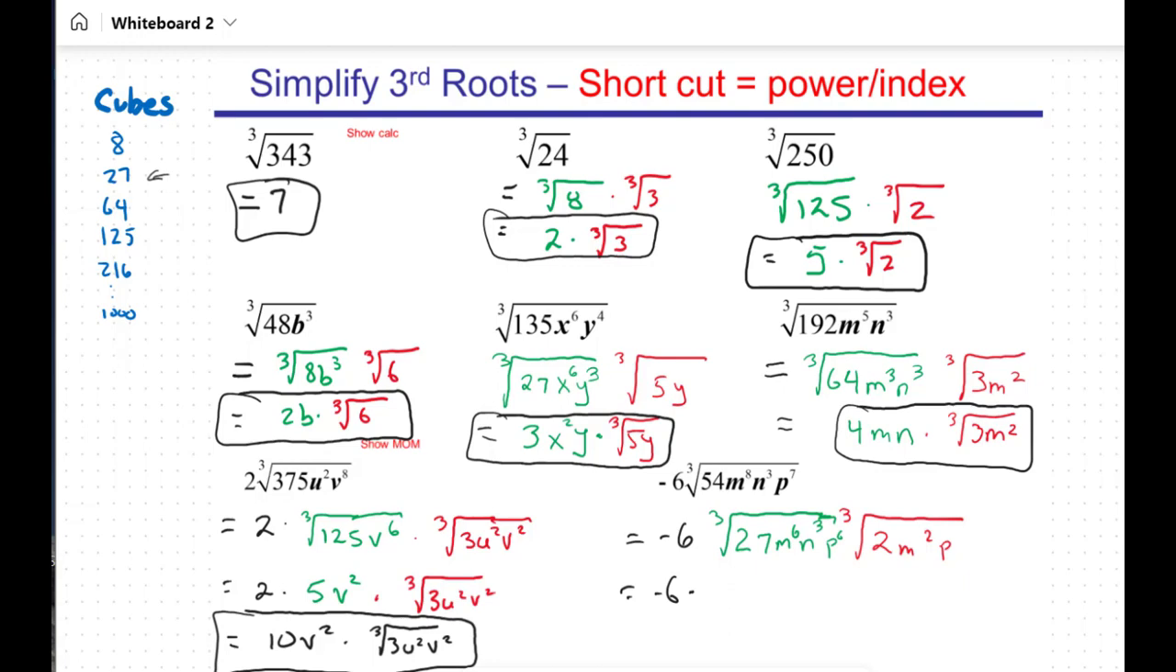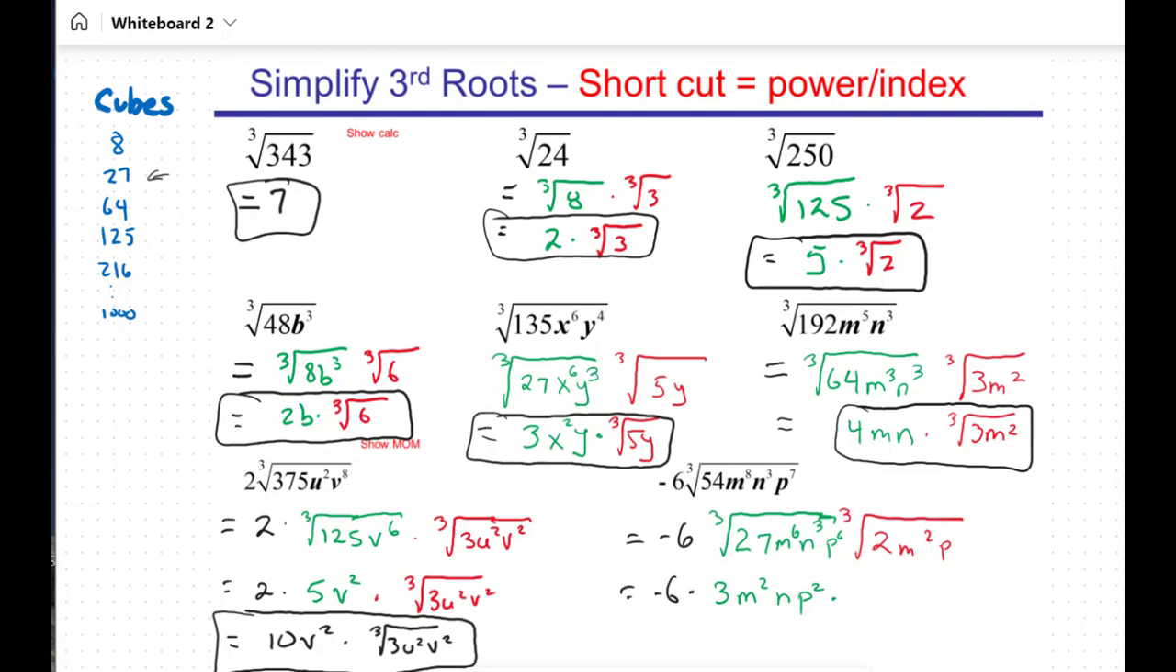When I simplify all the nice cube roots, cube root of 27 is 3. Cube root of m to the 6th is m squared. Cube root of n cubed is just n. Cube root of p to the 6th is p squared. All of that green answer is a nice simple answer. There's no radical on it. I finished the radical. I got the green answer there.